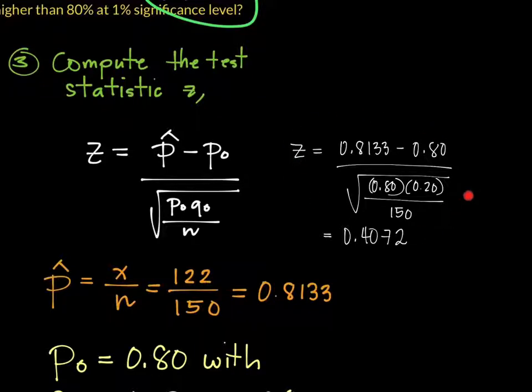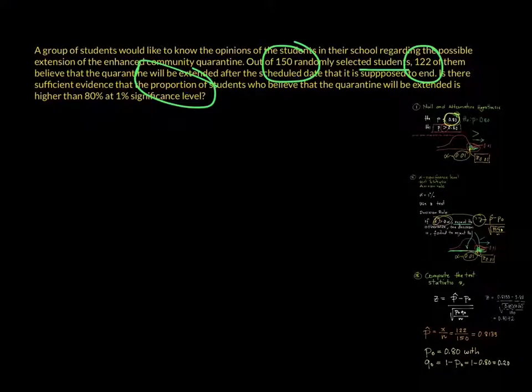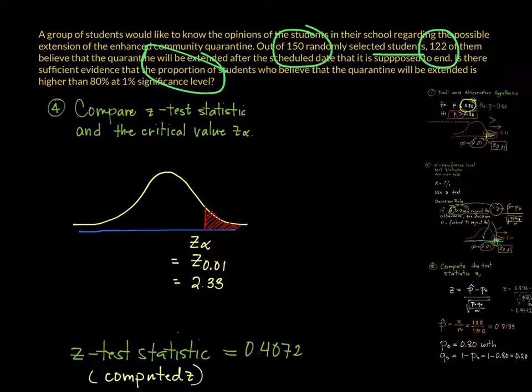Use your calculator to find this number and you will find it to be 0.4072. And that's the computed value for the z. After that, we immediately go to the fourth step. In the fourth step, we'll be comparing our z-test statistic, the computed z, which is 0.4072, to the critical value z of alpha.